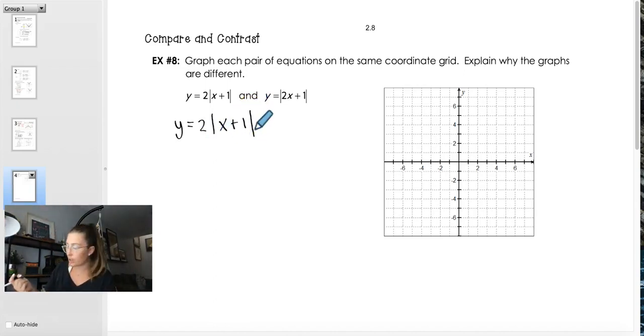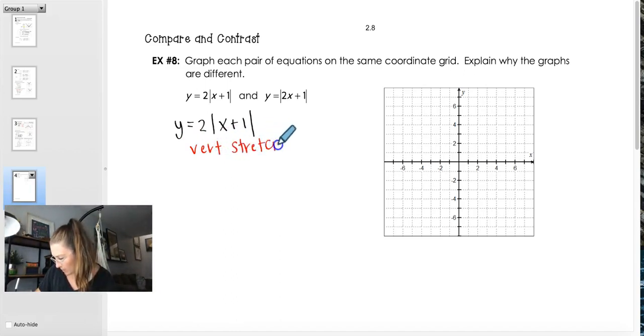Okay, let's just talk about the transformations on this guy. So transformations. This 2 would be a vertical stretch by 2. Plus 1 on the inside is your horizontal shift, and it's opposite of what you think. So that one's going to go left 1.